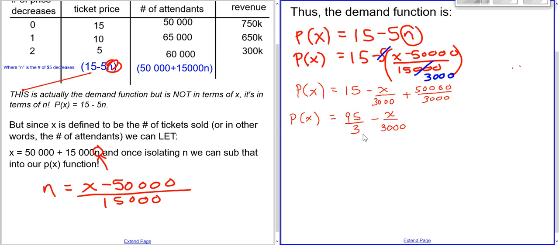Okay, so did you get the same simplified expression? You might have made the 95/3 a decimal, it doesn't matter. This is your exact equation. So this is what the demand function looks like. This is your price per number of tickets sold, where X is the number of tickets that you sold, or the number of people who attended.